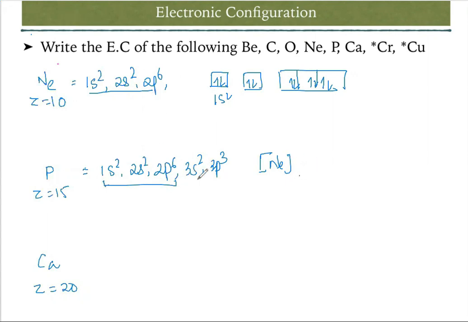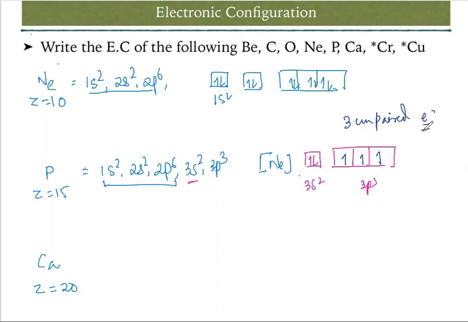So after neon, we have to do 3s2. 3s means 1 box, 3p means 3 boxes. So 2 electrons are there, 1, 2. This is 3s2, this is 3p3. 1, 2 and 3. So these are unpaired electrons, right? So 3 unpaired electrons.